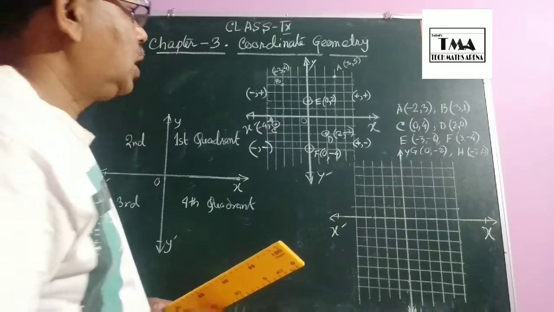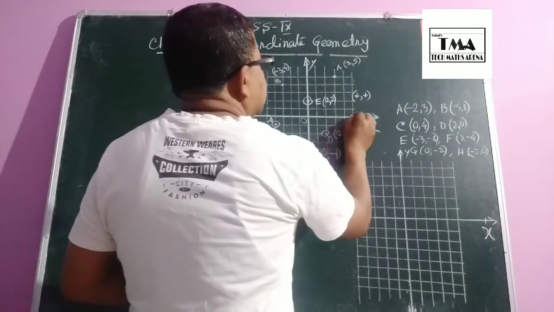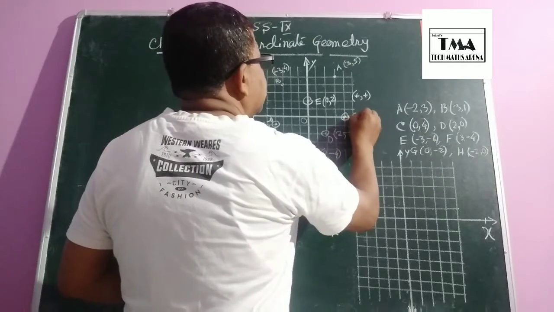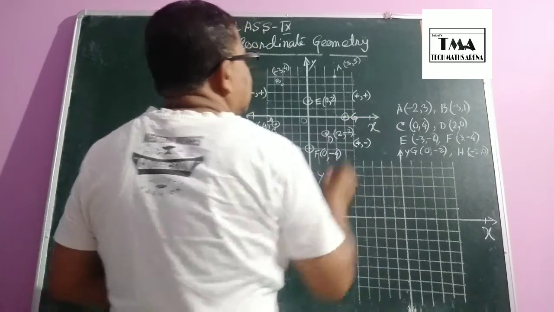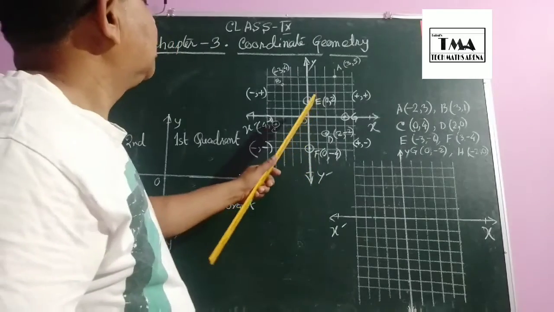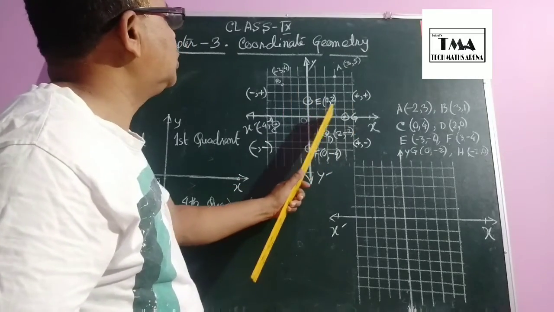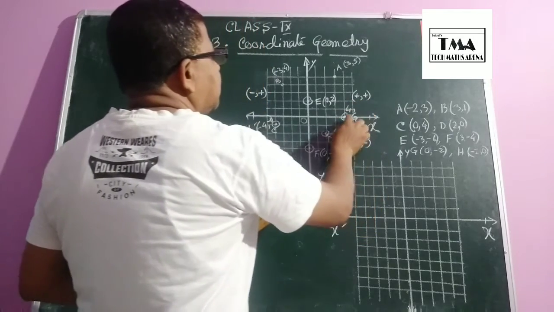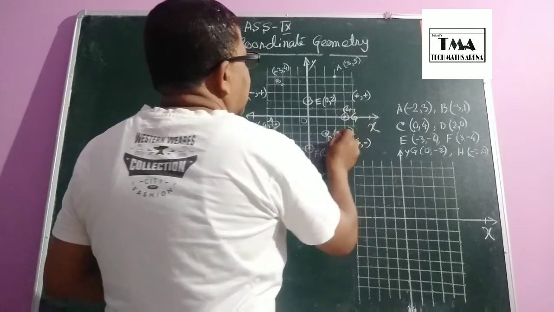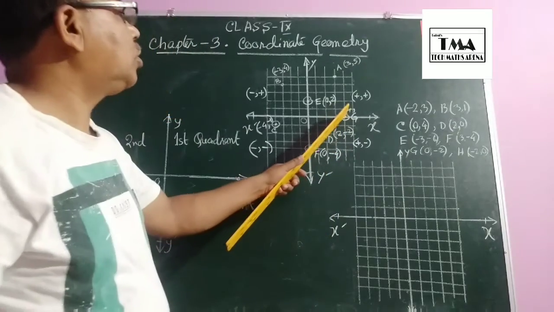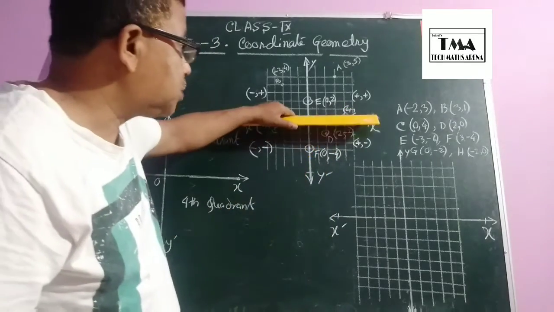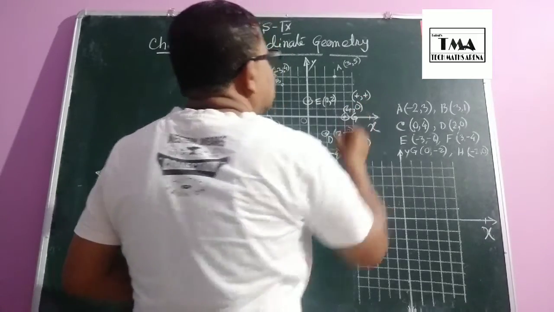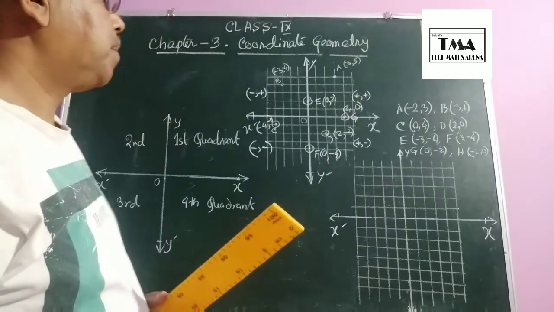And take another point. Suppose this point is Z. Now the coordinates: from the y-axis, the distance is 1, 2, 3, 4, so 4 units along positive x, so positive 4. But since the point is on the x-axis, the distance from the x-axis is 0. Therefore, the y coordinate, which is called the ordinate, is 0.